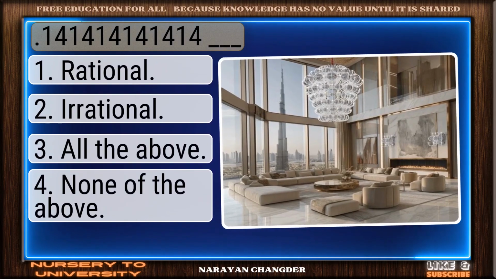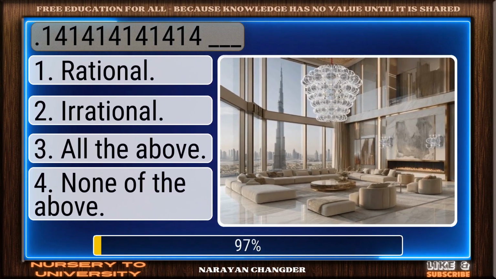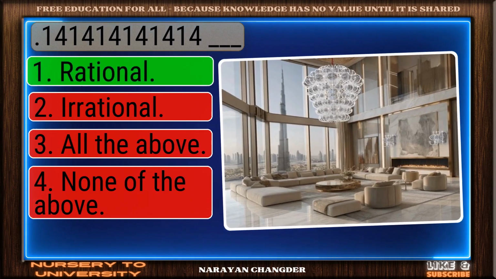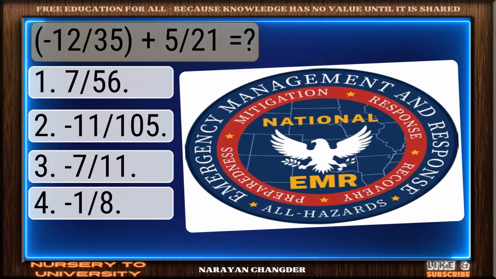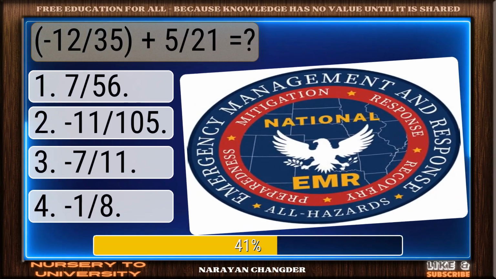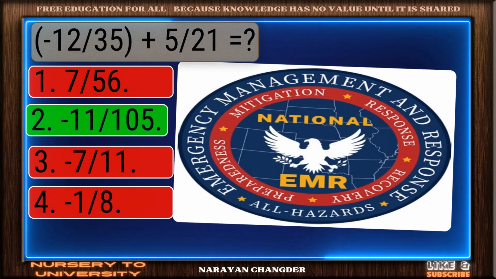Question number 216, food 5, 12, 20, 40, water on, dash. Smart pick. Rational is the correct choice. Question number 217 plus 520 was equal to? Excellent. 115 is a brilliant choice.